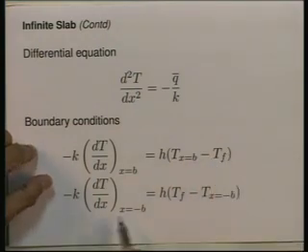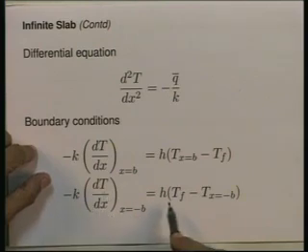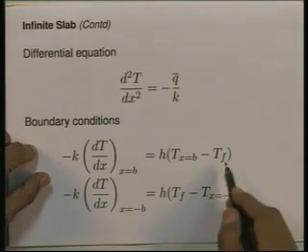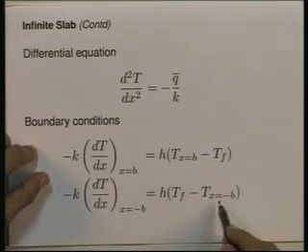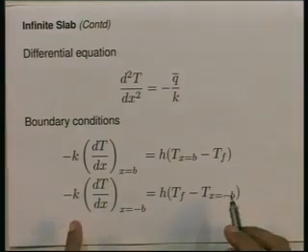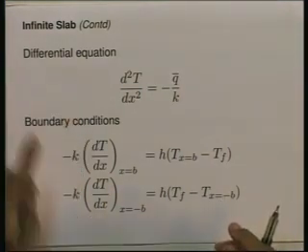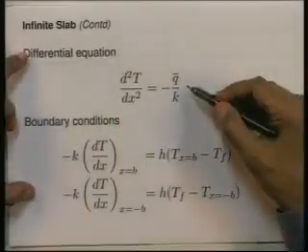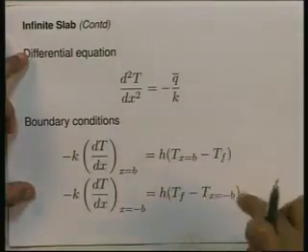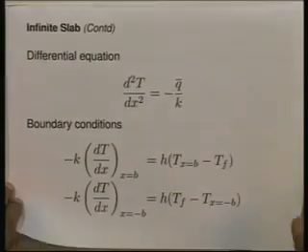And similarly, at x equal to minus b, minus k dT/dx at x equal to minus b is equal to h into T f minus T at x equal to minus b. Notice the interchange, this is now T f minus T at x equal to minus b, because the heat flow by conduction as given by Fourier's law is always in the positive direction. So, this we call the formulation of the problem. We have stated the differential equation and the two boundary conditions at x equal to b and at x equal to minus b.